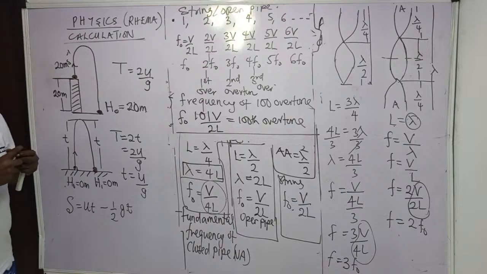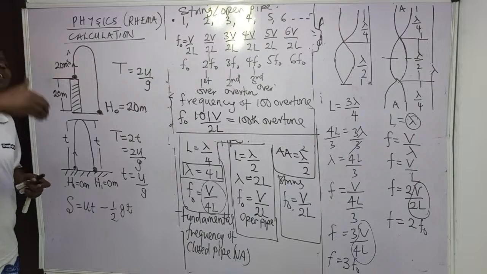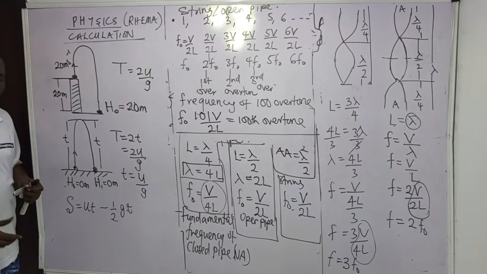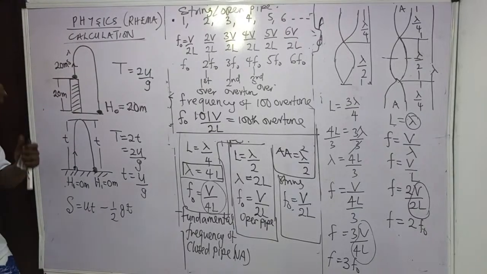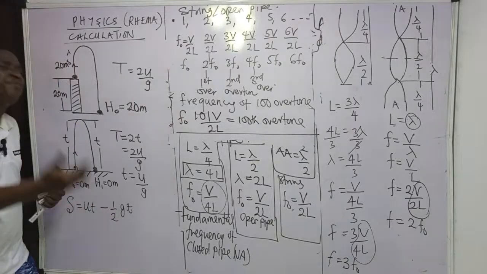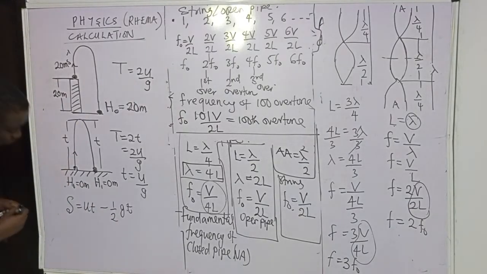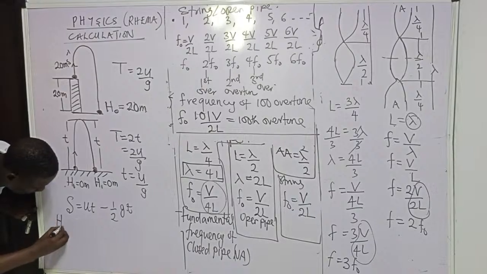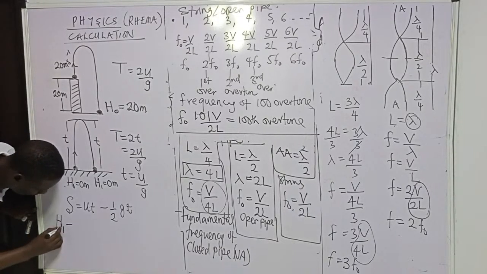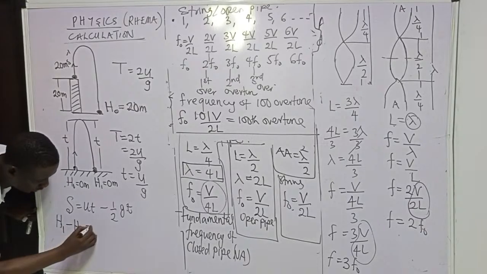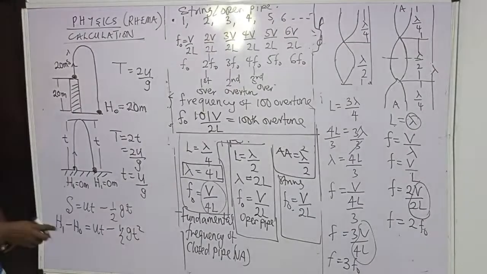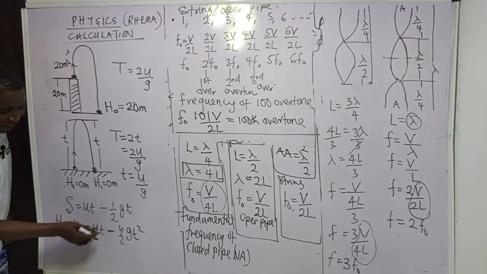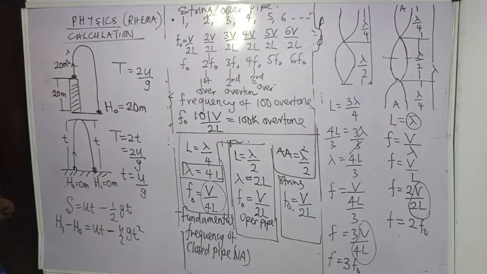A displacement is a quantity that has initial and final distance in a specific direction. It is different from distance. So that is to say, this formula should be h1 minus h naught equals ut minus half gt squared. So anytime a body is being displaced upward, what do we use here? We use minus. Why do we use minus? Because it's going against gravity.